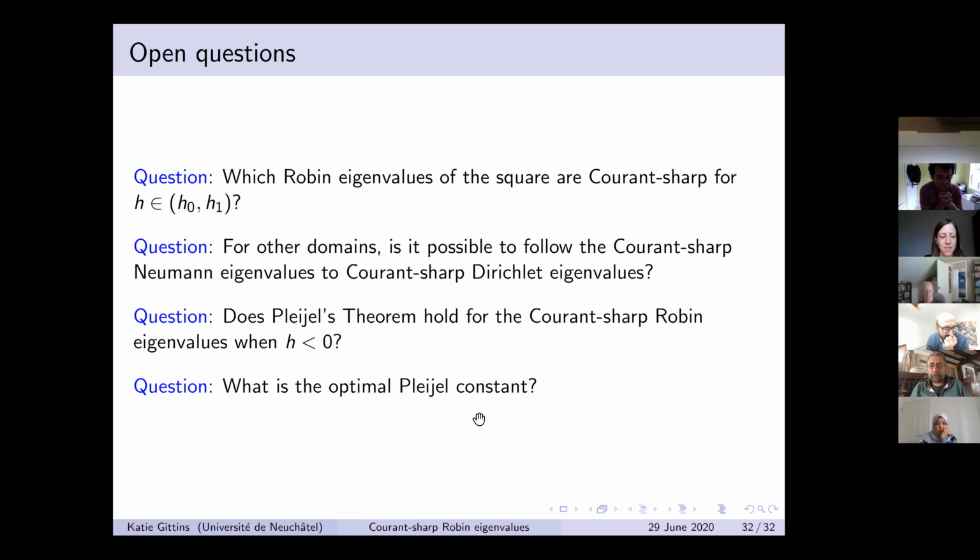Are there any questions? Jonathan, Mayor, I'm just wondering, does anything interesting happen for disks? I don't know. I think it would be interesting to know that. For the disk, in the Neumann case, there are only the first 2, and for the Dirichlet case, there are also only 2. So it would be interesting if something happens in between Neumann and Dirichlet, whether one eigenvalue could become Courant-sharp for some H. That would be interesting, but I don't know the answer yet.